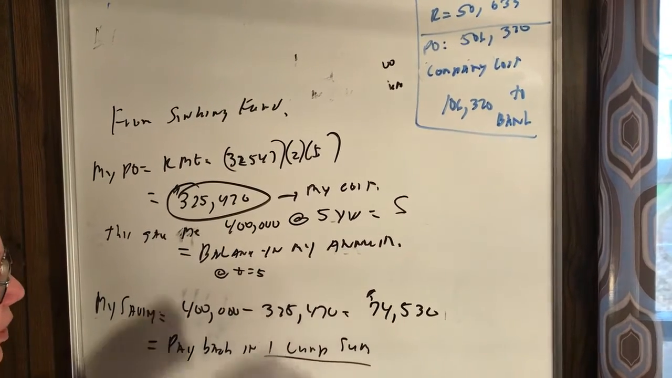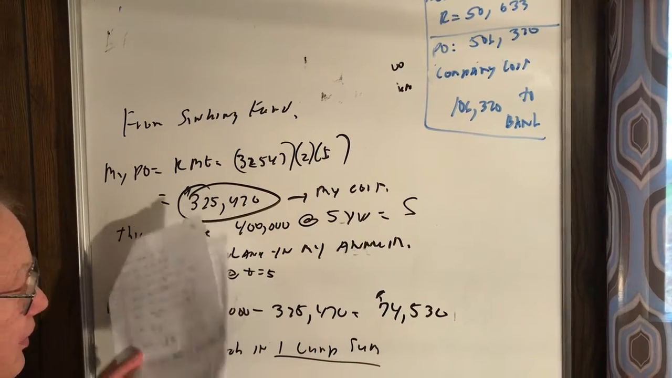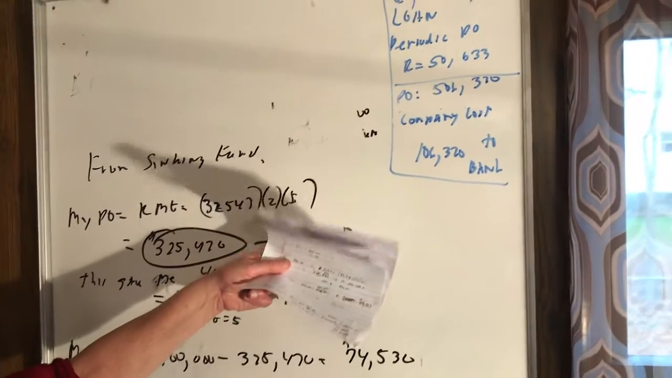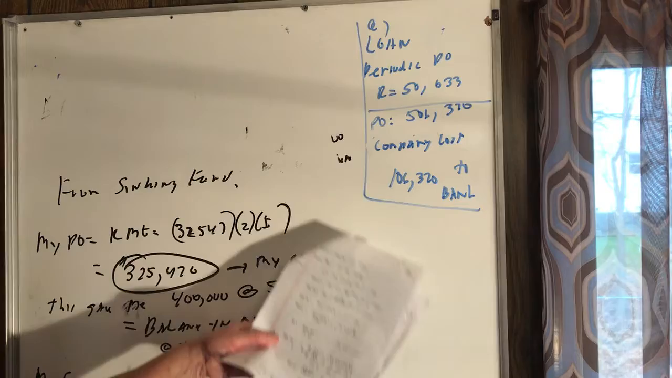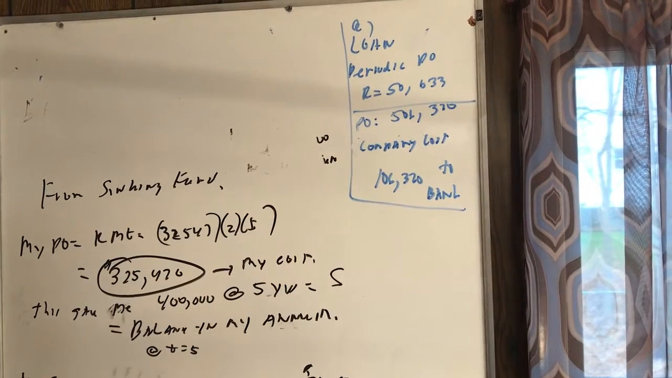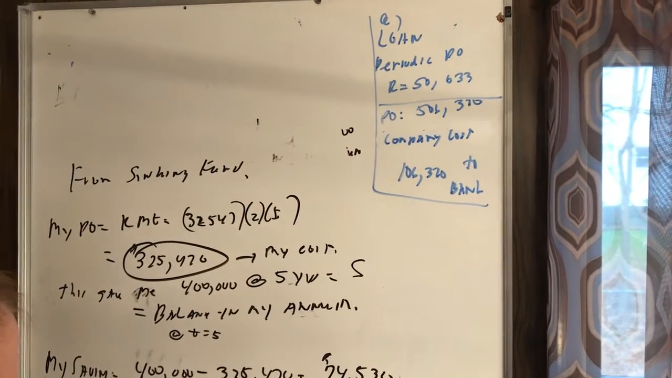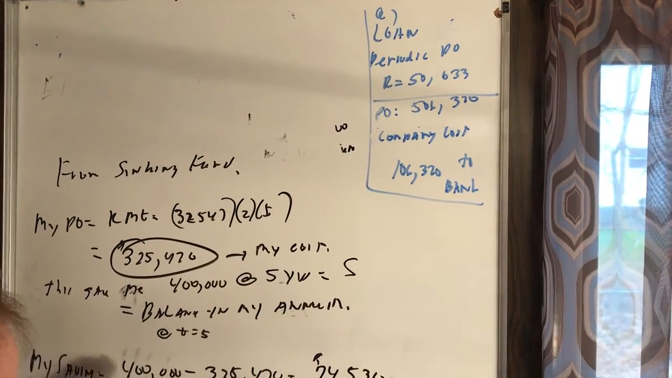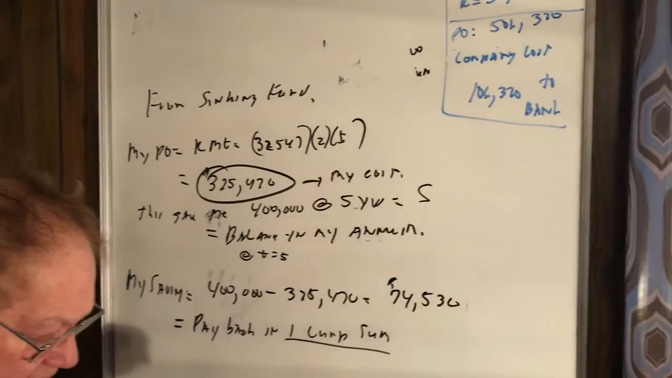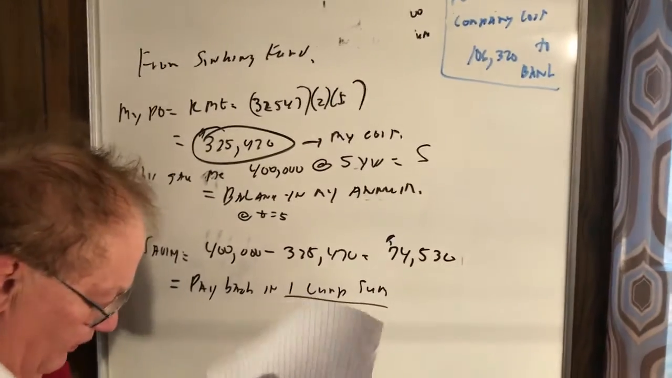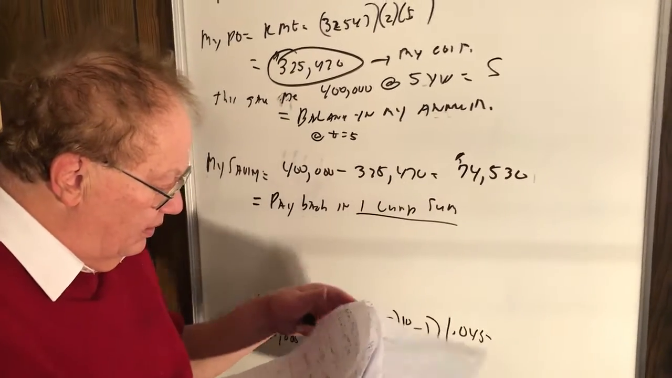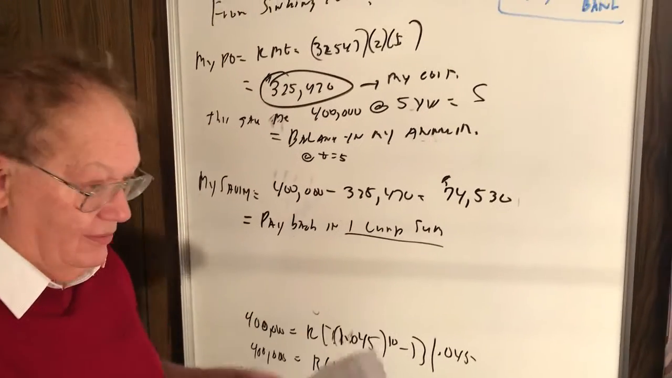So notice, in one case, I'm looking for a future value of 400,000. In another case, I'm looking for a present value of 400,000, finding out how much I pay out. So this is a future value problem. Write down: a sinking fund is always a future value problem. Okay? So you know it in the future.